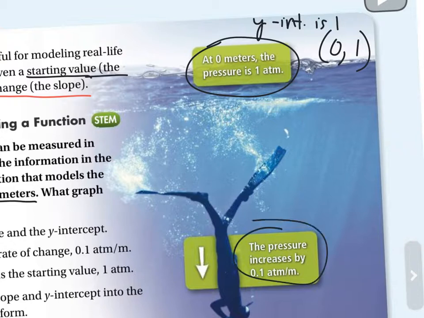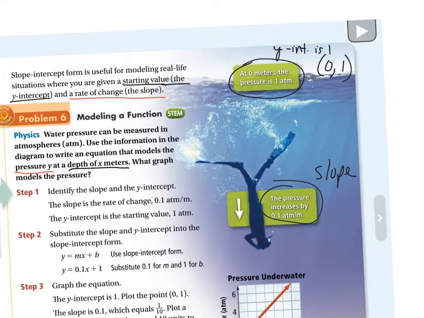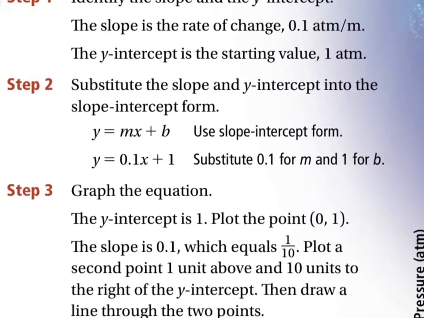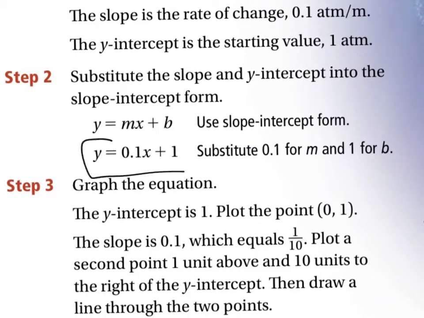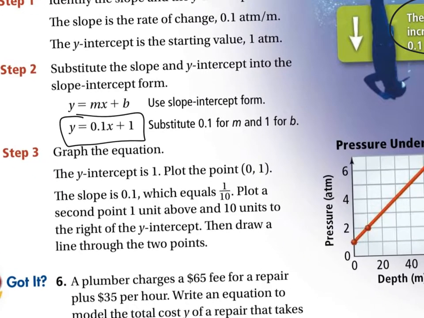And then the pressure increases by 1/10 of an atmosphere per meter. That's my slope. So from just that information, I can get right to here. That's the equation. And then they want us to graph that. So they graphed 0, 1, and then the slope is 1/10.